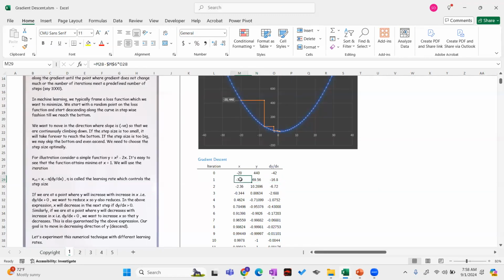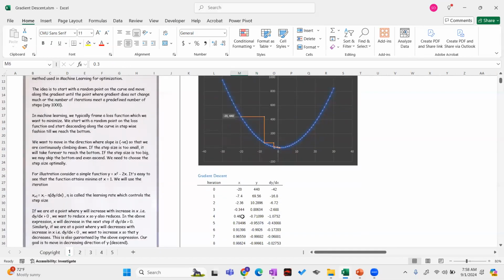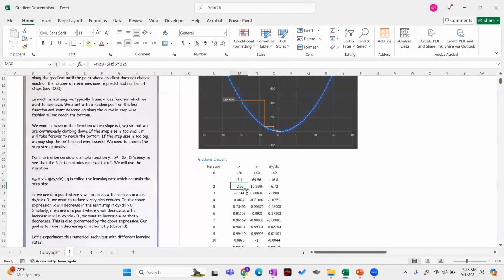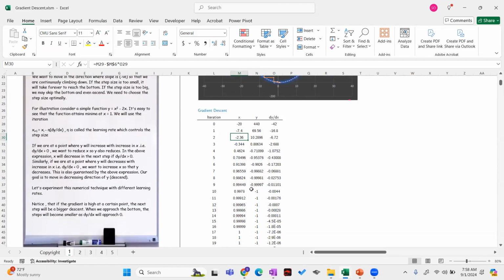Again, find the derivative at this point. The derivative is 2x minus 2. 2 times minus 7.4 minus 2, which is minus 16.8. Again, the derivative is negative, so you increase x; it will automatically happen based on the formula. Old x minus learning rate 0.3 times slope will bring x to minus 2.66. And you keep on iterating. Okay, so this is the process.